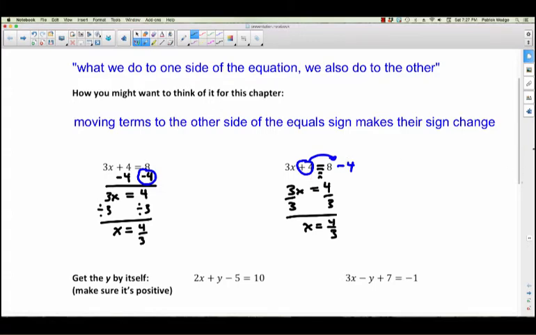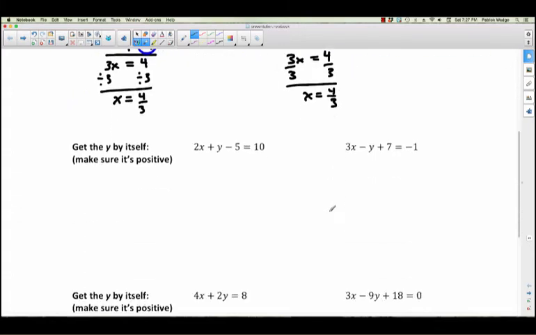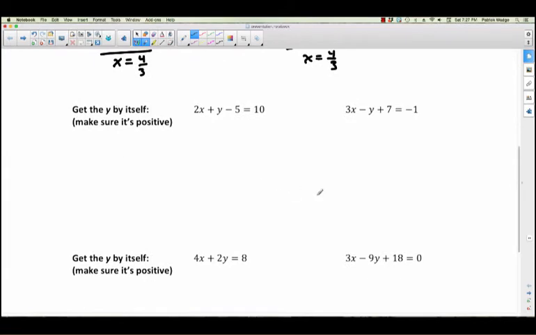You got to give up your sign. Cheesy, but maybe that'll help. Alright, so here we go. We want to get the y all by itself, and we want to make sure that the y is positive. So here's our y. It's already positive. We want to keep it all by itself.